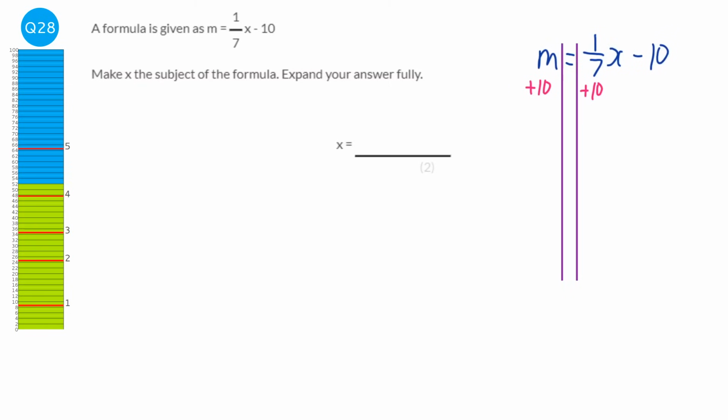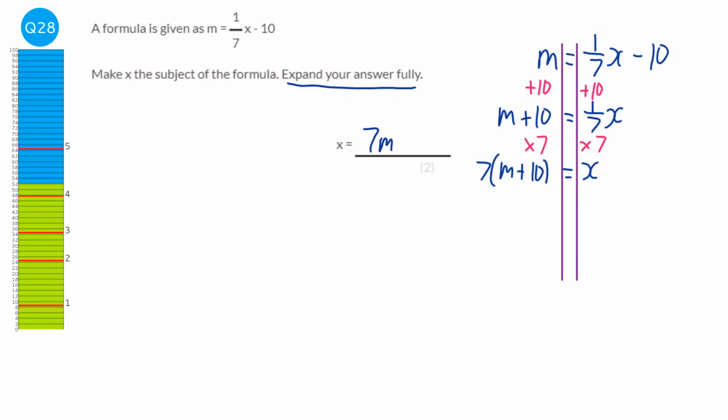Okay, so we're left with m plus 10 on the left hand side, and we've got 1/7 x on the right hand side. Now to get rid of the 1/7, I can just times both sides by 7. So 7 brackets m plus 10 equals x. So x therefore would equal 7 brackets m plus 10, but it says expand your answer fully. So we're just going to expand the brackets: 7m plus 70.